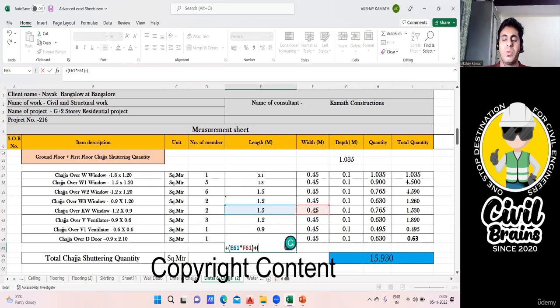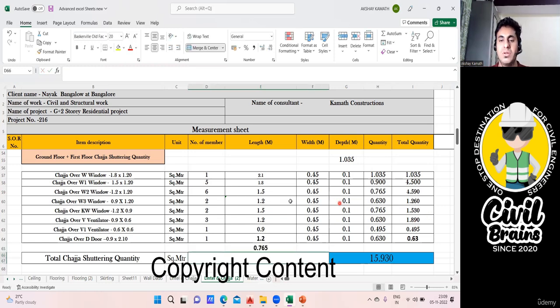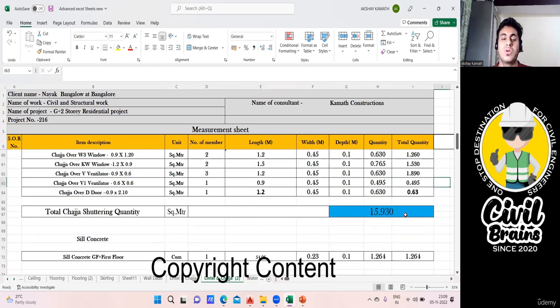Plus again, open bracket. Again, width I require this time, so width is 0.45. Width and height I require, so it is 0.1. This I'll multiply by 2 times. Multiply by 2. Close the bracket. Done. You got the answer. See how much I got: 0.765 I got here. Here also I got 0.765. Done. You just drag everything. All this value added, you will get 15.930. So total Chajja shuttering quantity is 15.930 square meter.